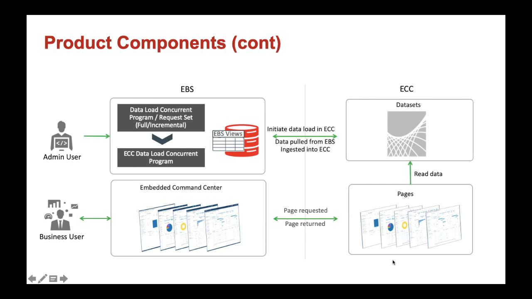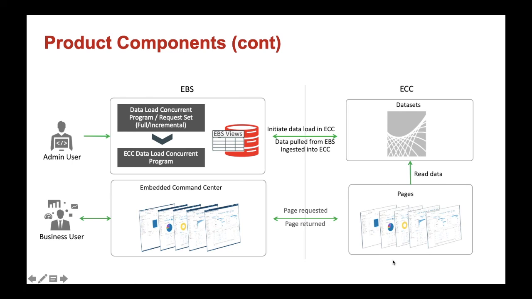Enterprise Command Center will initiate the data load, and the data will be pulled from EBS and ingested into ECC. There are two concurrent requests that will be running: one is a full and another is an incremental enterprise concurrent request to get the data into Enterprise Command Center. You can schedule those to run, just like a concurrent request, so you can schedule that as you are comfortable with the data and the refresh.